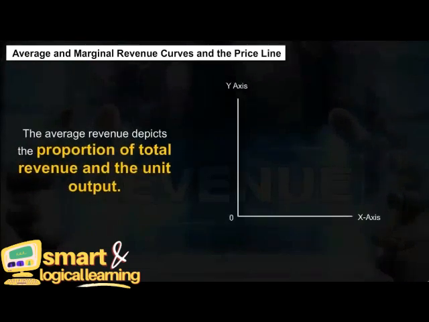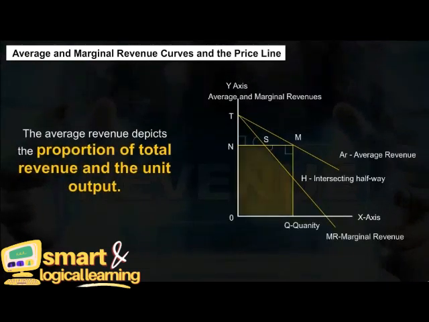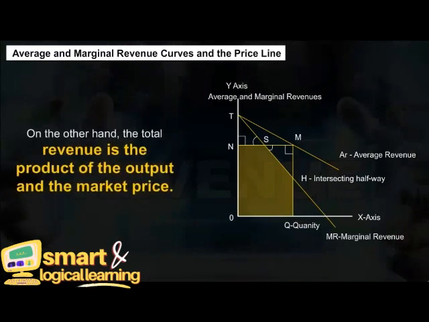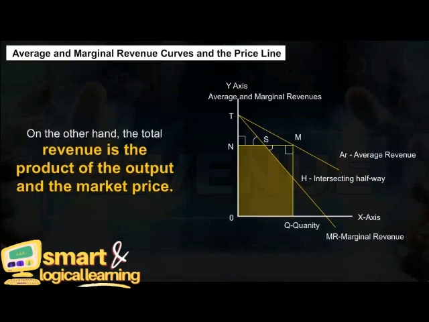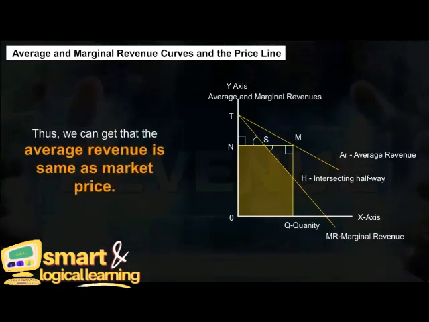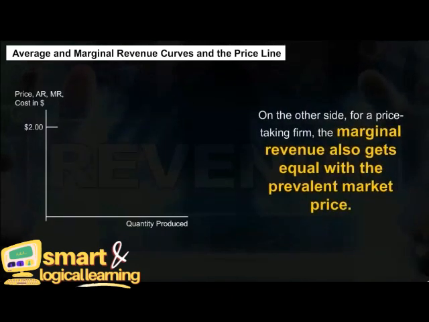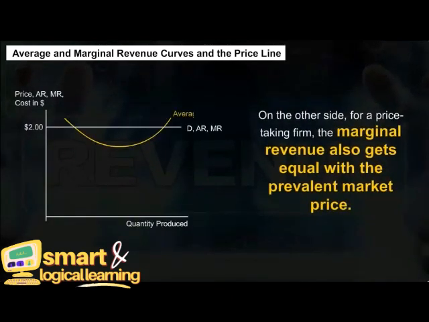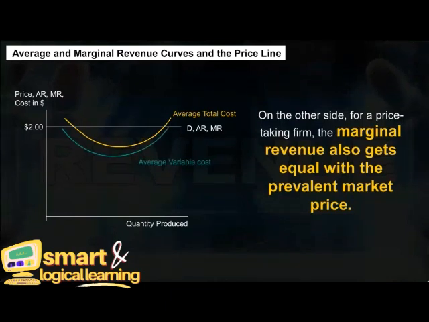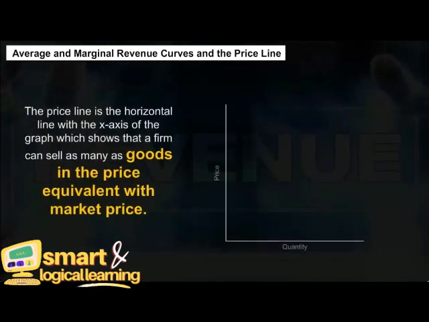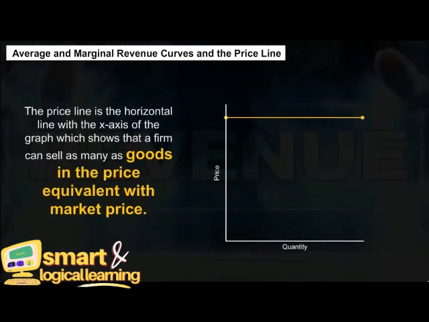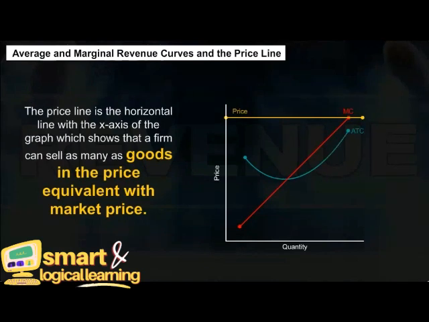Average and marginal revenue curves and the price line. The average revenue depicts the proportion of total revenue to the unit output. On the other hand, the total revenue is the product of the output and the market price. Thus, we can get that the average revenue is the same as the market price. On the other side, for a price-taking firm, the marginal revenue also equals the prevailing market price. The price line is the horizontal line parallel to the x-axis of the graph, which shows that a firm can sell as many goods as it wants at the price equivalent to the market price.